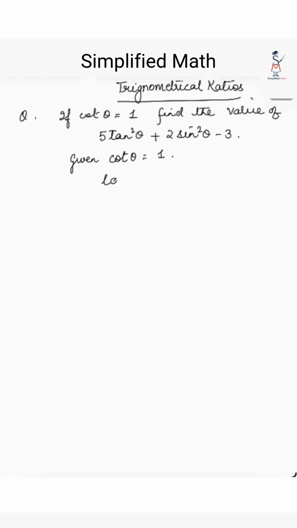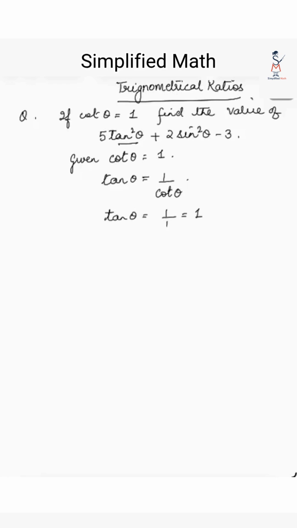And we know tan theta is equal to 1 by cot theta. It's the reciprocal. Cot theta is 1 by tan theta and tan theta is 1 by cot theta. So what will be tan theta? Tan theta will be 1 by 1, that is 1, right? Now we got tan theta.